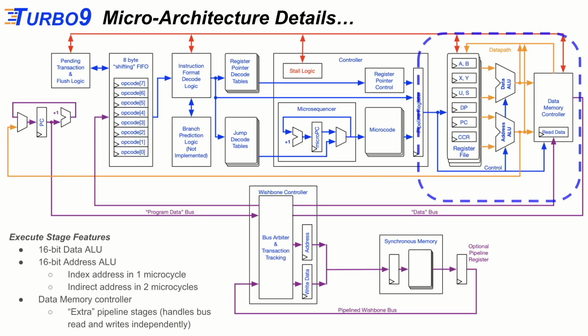All right, so the execute stage. It's not groundbreaking, but it's got some fancy features. It's got a full 16-bit ALU and a full 16-bit address ALU. The address ALU is tailored to get those special addressing modes done as fast as possible in parallel. And the data memory controller is in fact another pipeline stage. It's like the write-back stage, but I just don't draw it that way because I'm always drawing from a hardware level, not a software level.